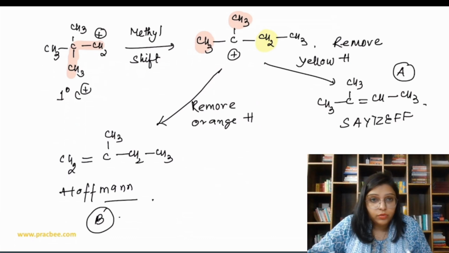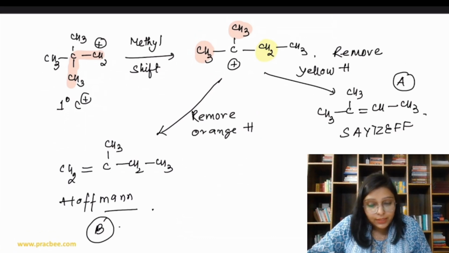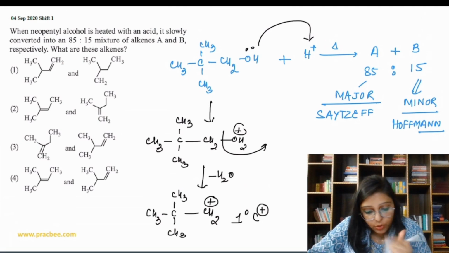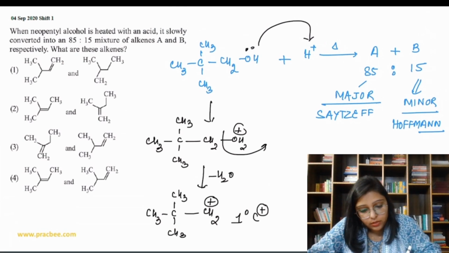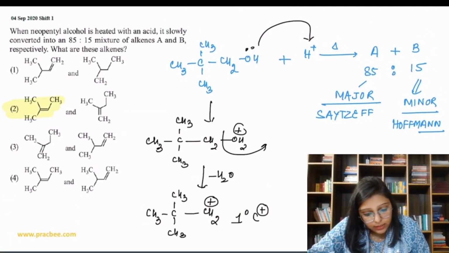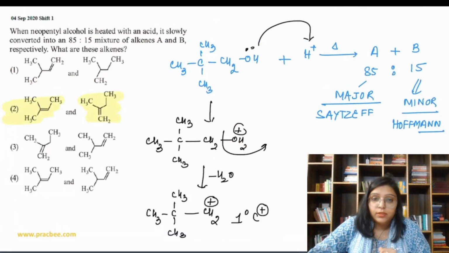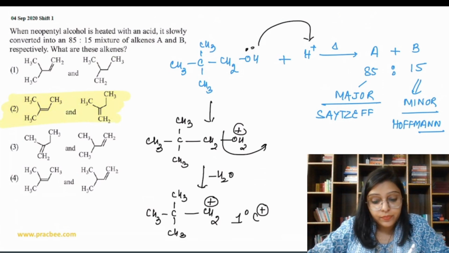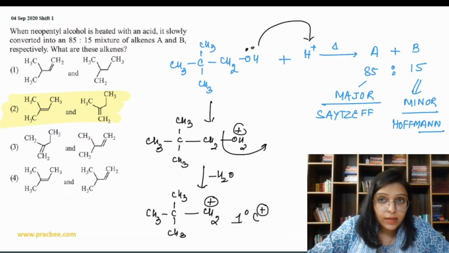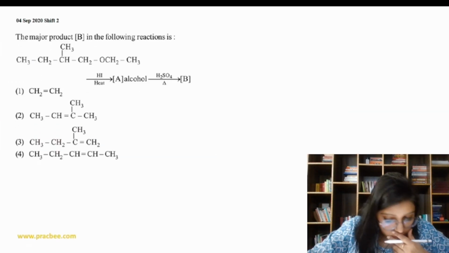So we have to find out the correct match. CH3, CH3, double bond CH, CH3. So A is this and B is this. So option 2 is going to be the correct answer. Clear? Option 2 is going to be the correct answer. Now let's do next question.